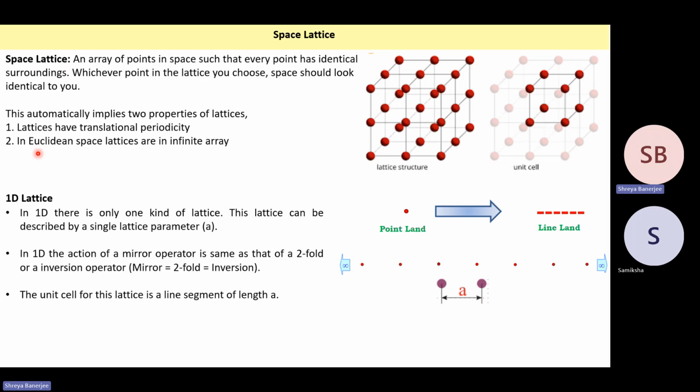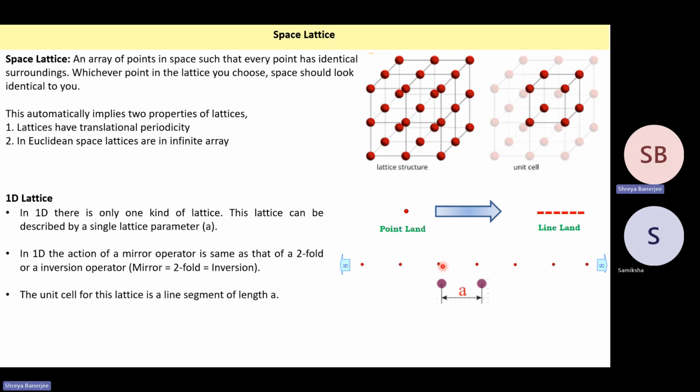We will look at lattices first in 1D, then 2D, then 3D. A 1D lattice is very simple. You just have one point, and then after a distance of A, you have another point. Again, after distance A, you have another point, and this goes to infinity in both directions. So a 1D lattice has a single lattice parameter, that is this distance A.